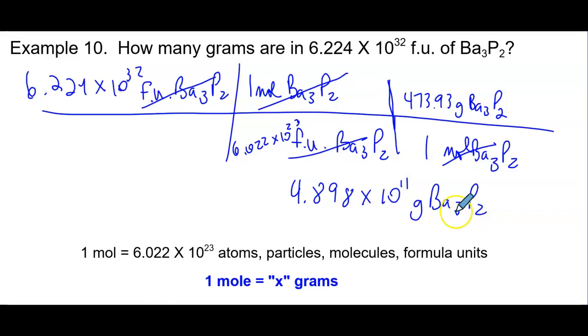Well, let's make sure that answer is right. Again, let's do that math again. So 6.224, EE, 32nd, times 473.93, hit equals, divide by 6.022 EE 23rd, hit equals again, 4.89827, blah, blah, blah, but 4.898 times 10 to the 11th grams of barium phosphide. Again, use your calculator and make sure you're able to physically get the answers on your own calculator. If you're struggling with any of this, please reach out for a video conference or an email. We can email back and forth.